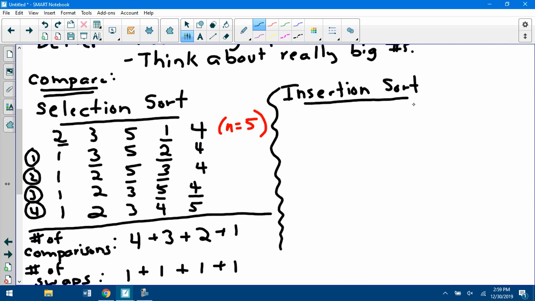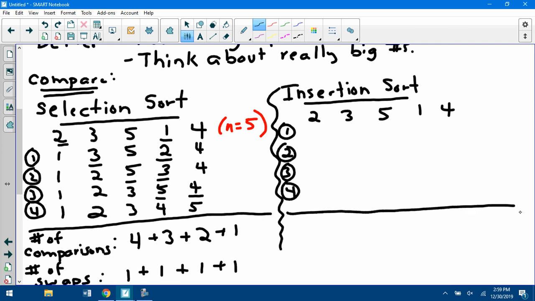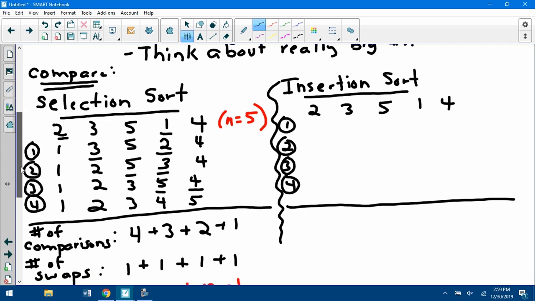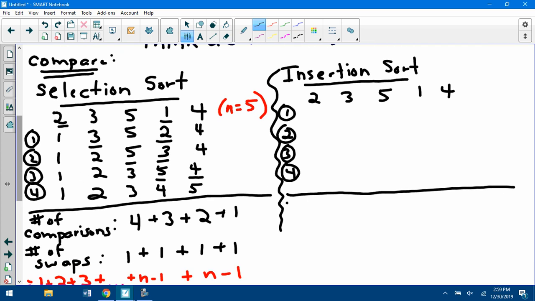We use the same initial array, so n is 5, 2, 3, 5, 1, 4. And just like last time, we're going to have four passes to get it sorted. And just like last time, we're still going to have to compare to figure out who's smaller. So, number of comparisons. And number of shifts.